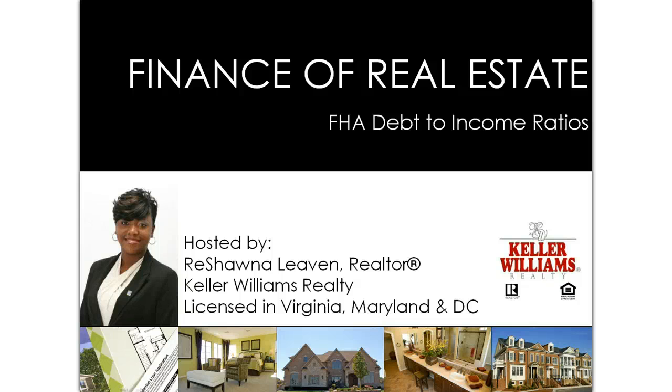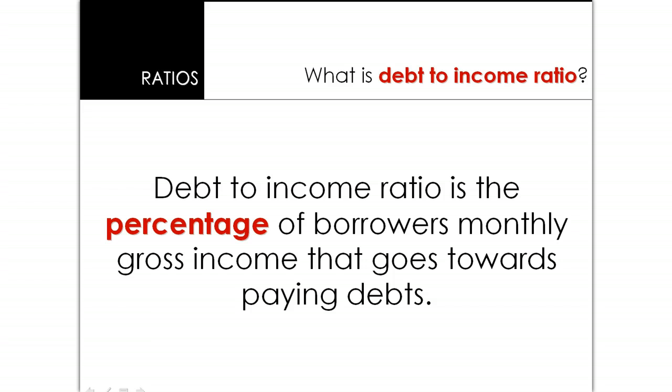Today I'm going to talk about finance of real estate, FHA debt to income ratios. What is debt to income ratio? Well, a debt to income ratio is the percentage of a borrower's monthly gross income that goes towards paying debts.